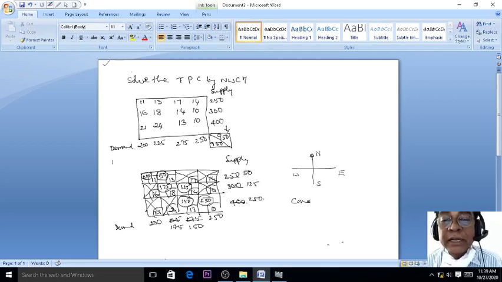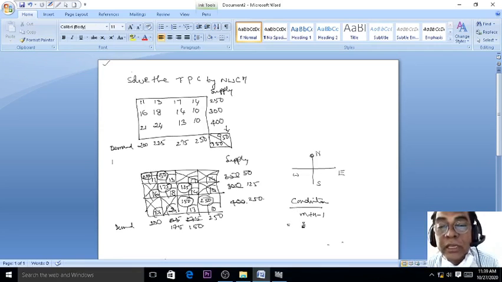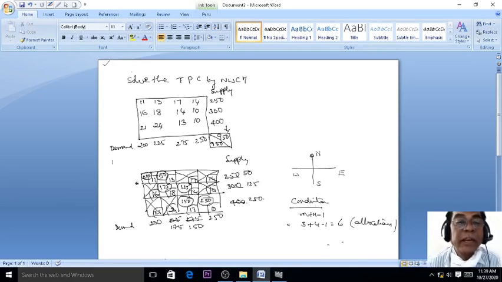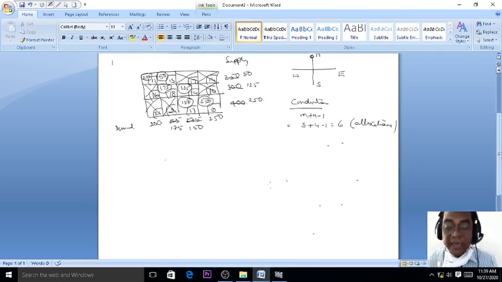Now, what are the conditions? Please apply the condition. Conditions mean m plus n minus 1, where m is equal to the number of rows, n is equal to the number of columns. How many rows are there? 3 rows. How many columns? 4. 3 plus 4 minus 1, 6. So, 6 allocations. Allocations are nothing but the ringed values: 1, 2, 3, 4, 5, 6. Now the condition is satisfied. Next, go to the next step, IBFS.